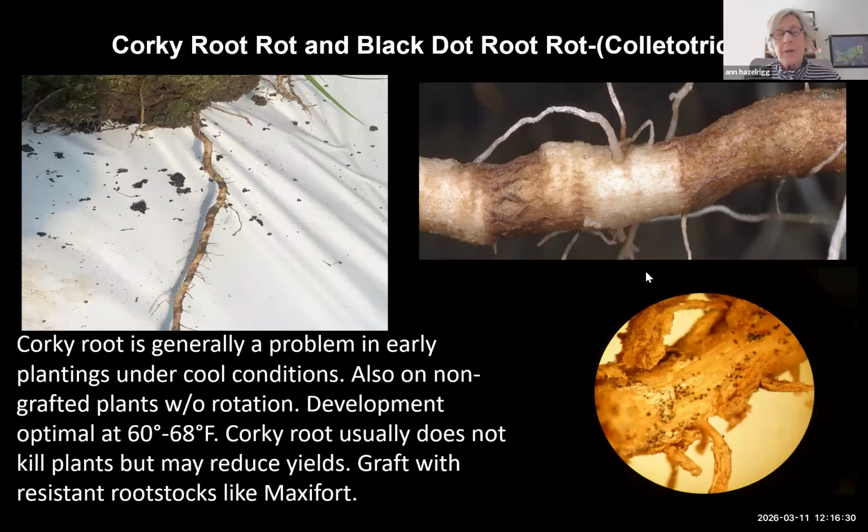The other thing that we see is a root rot called corky root rot. And there's usually, if corky root rot's there, there's also another root disease called black dot root rot. They sort of occur together. They're in all high tunnel soils, especially if you've grown tomato after tomato after tomato. But luckily, most people graft resistant cultivars. So that's the best way to avoid it.